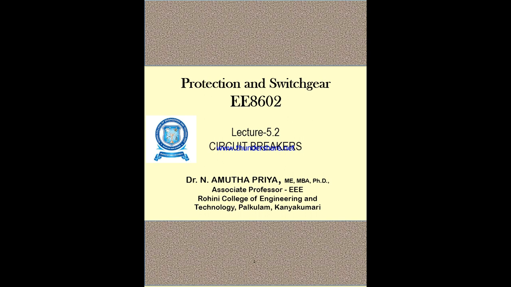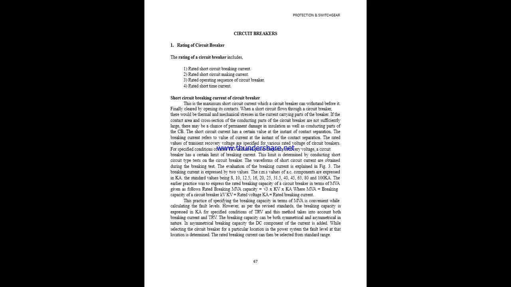We are going to discuss the course Protection and Switchgear here, and in this lecture we'll discuss circuit breakers. So first, let us see what a circuit breaker is. The component which is used for breaking the current flow in a circuit is known as a circuit breaker, and this will be operated with the direction from the relay circuit.